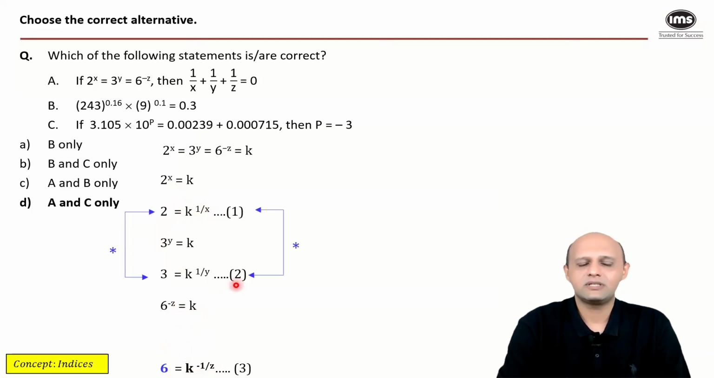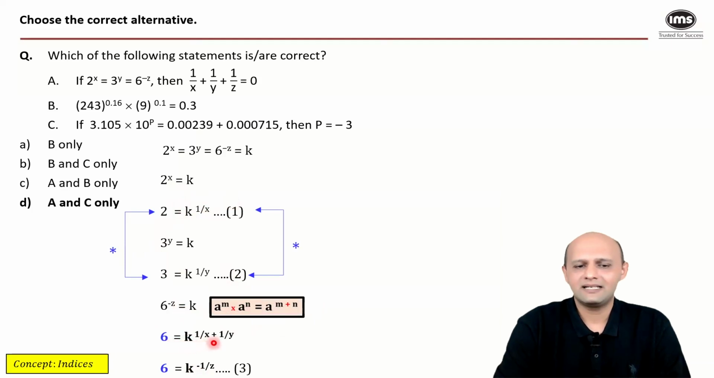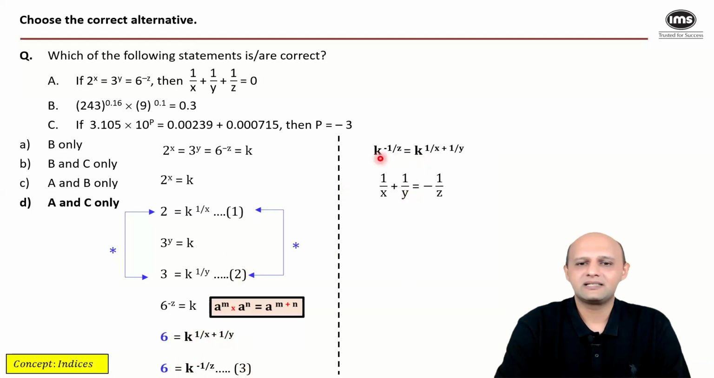So when you multiply these two equations, you get 6 is equal to, using the law of index, a raised to m into a raised to n equal to a raised to m plus n, 6 is equal to K raised to (1 by x plus 1 by y). Okay. Now, what is the next step? Obviously, the next step would be to equate this product of 1 and 2 with the third equation. So what do you get eventually when the bases are equal? When the bases are equal, you can equate the powers here.